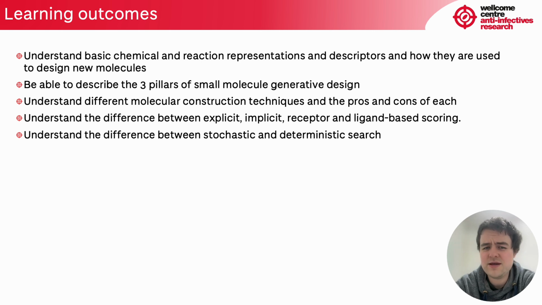Then it's understanding molecular construction in more detail. So what are the pros and the cons of each? Then thinking about scoring, so explicit scoring, implicit scoring, receptor and ligand-based scoring. And then finally understanding deterministic and stochastic search. So hopefully these are all of the things that we'll be able to understand as we move through this series.